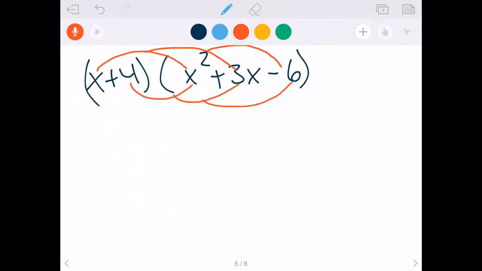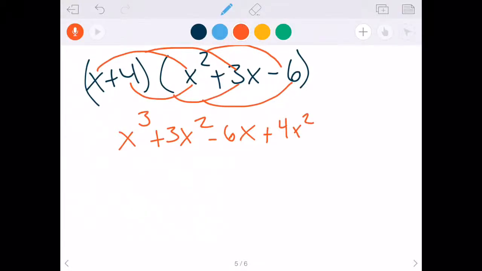So now we have x times x squared, which is x cubed. Now I'm still sticking with the x. Now I have x times 3x, which is positive 3x squared. And then x times negative 6 is negative 6x. So that took care of the x. Now I'm going to move on to the 4. So 4 times x squared is 4x squared. 4 times 3x is positive 12x. And then 4 times negative 6 is negative 24.